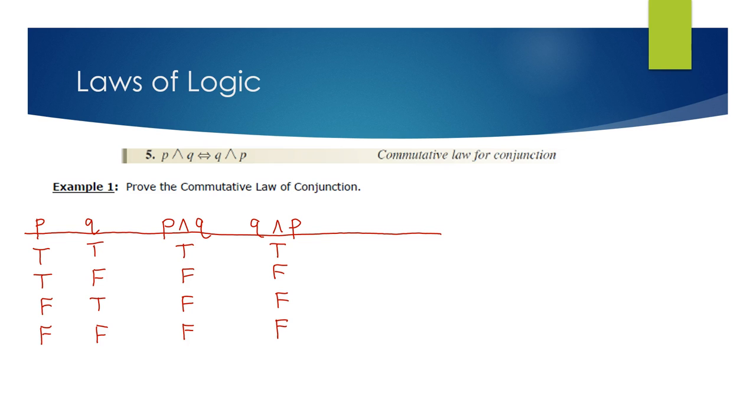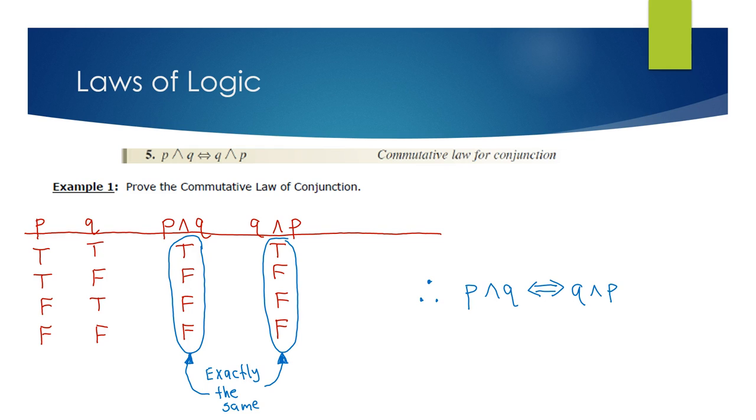As I can see, the columns underneath these last two are exactly the same. And that's what makes them logically equivalent. If I get the exact same thing for the truth table values, all the way across the board, then they're logically equivalent. If one of these was different, then they would not be logically equivalent because there would be an instance where that's just not going to work.